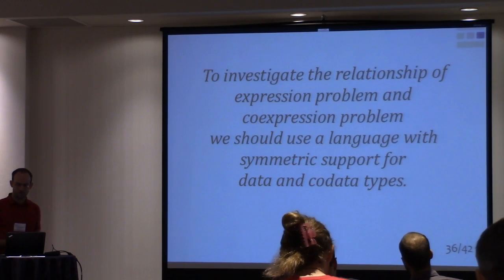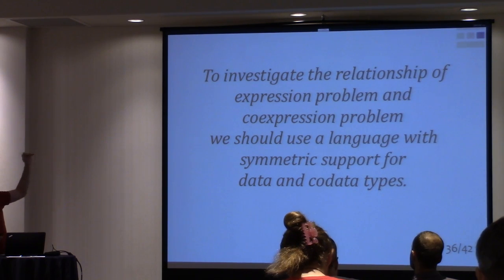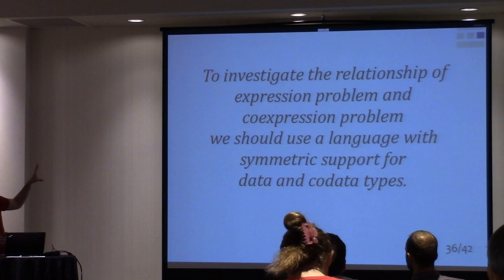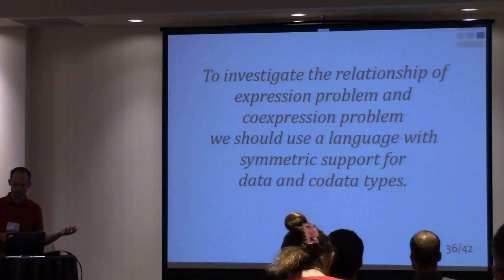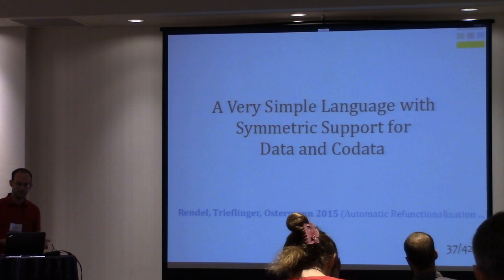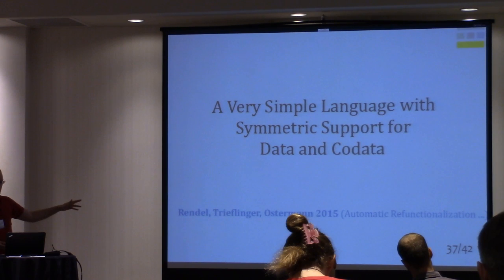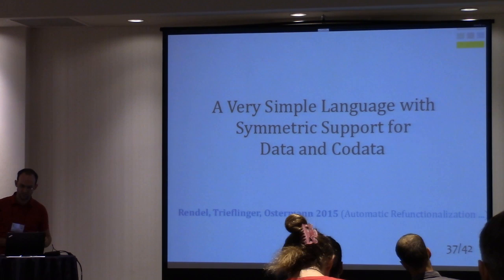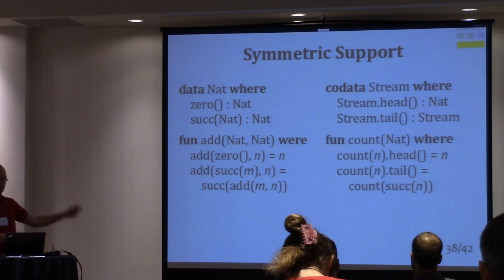What I take away from this, ongoing or future research, is that to investigate the relationship of the expression problem and the co-expression problem, we should try to use a language with symmetric support for data and co-data types. Which is the last thing I want to talk about: a very simple language for symmetric support for data and co-data. This is a little advertisement for my ICFP talk later this week, based on the paper together with Julia Trieflinger and Klaus Ostermann. We built this little language that is very simple and very symmetric, and in the future we want to use it to study the things I talked about today.